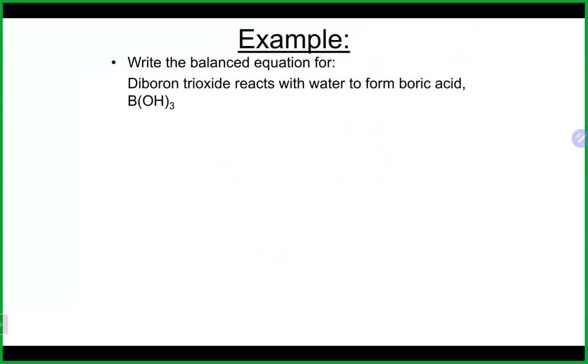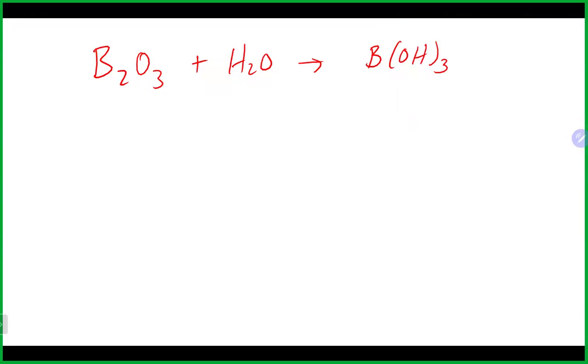All right, balance the equation for diboron trioxide reacts with water to make boric acid. We should know this from the last chapter, right? Diboron trioxide is a type 3 compound, right? So that should be like a D2O3. B2O3 would be better for boron. Reacts with water, which is H2O, and makes our boric acid. All right, let's take a look and see.